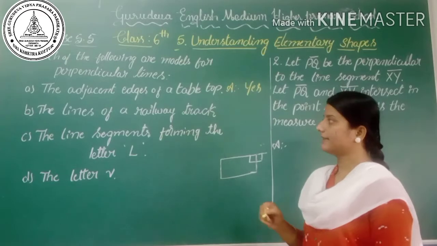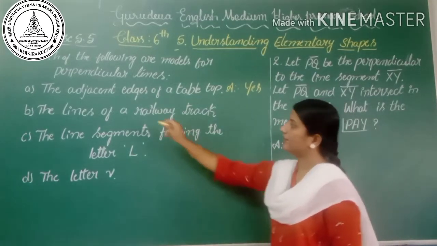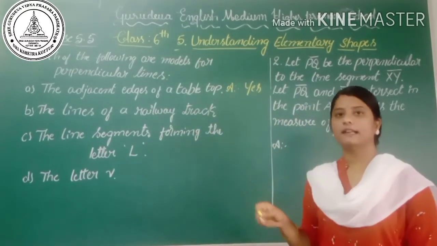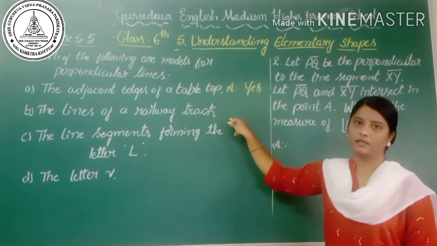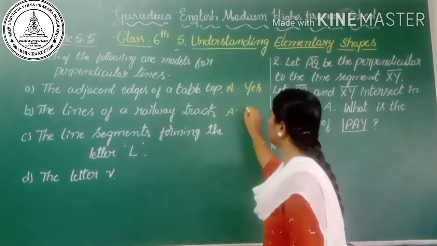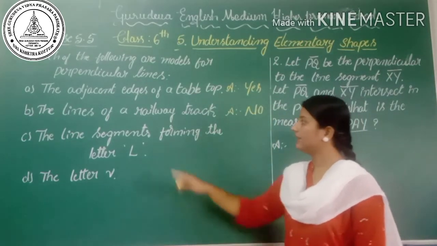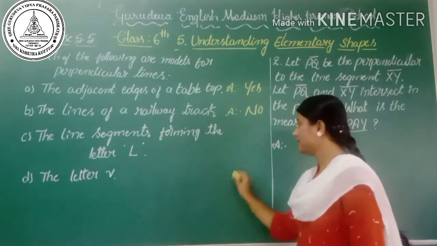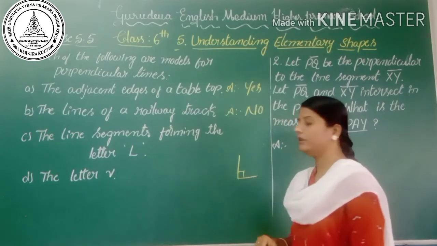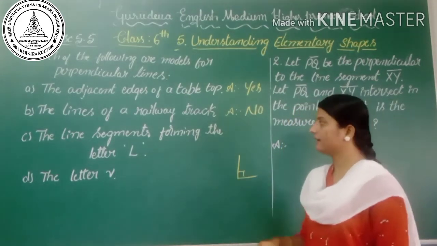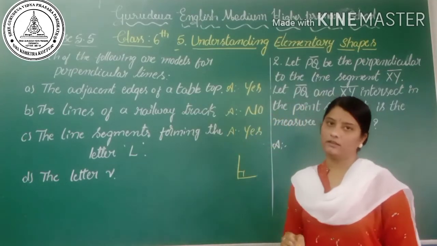And then the second one is the lines of a railway track. We know that the lines of a railway track are an example for parallel lines. So these are not perpendicular lines. The answer is no. The third one is the line segments forming the letter L. Yes, the letter L is perpendicular lines because the angle between the lines is a right angle. So it is an example for perpendicular lines.